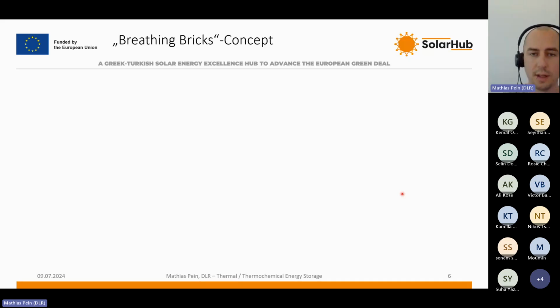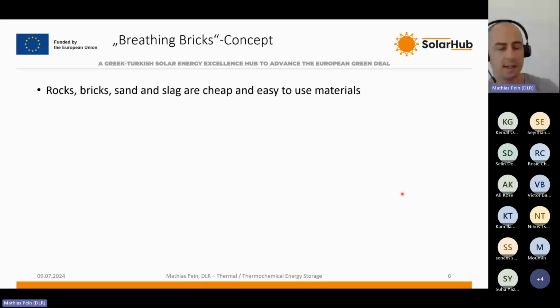So the biggest challenge is to increase the heat capacity and the thermal resistivity in order to be able to supply heat at higher temperatures, but also to increase the capacity of the storage medium to be able to have a higher capacity at a smaller volume, to be able to scale up these storage systems to a mega or gigawatt scale. So essentially, as already mentioned, rocks and bricks and sand and slag, these things have been used or are used as sensible heat storage media. They're cheap and they're easy to use.